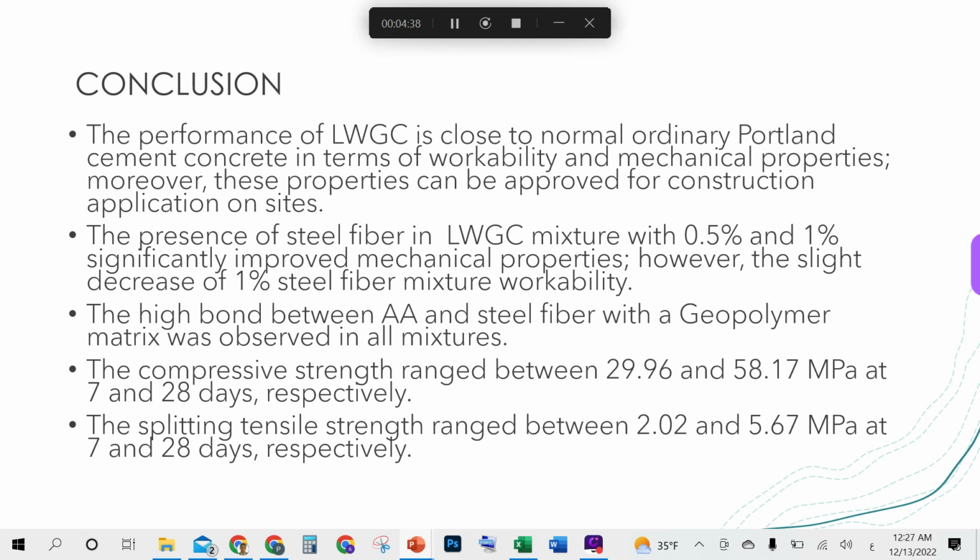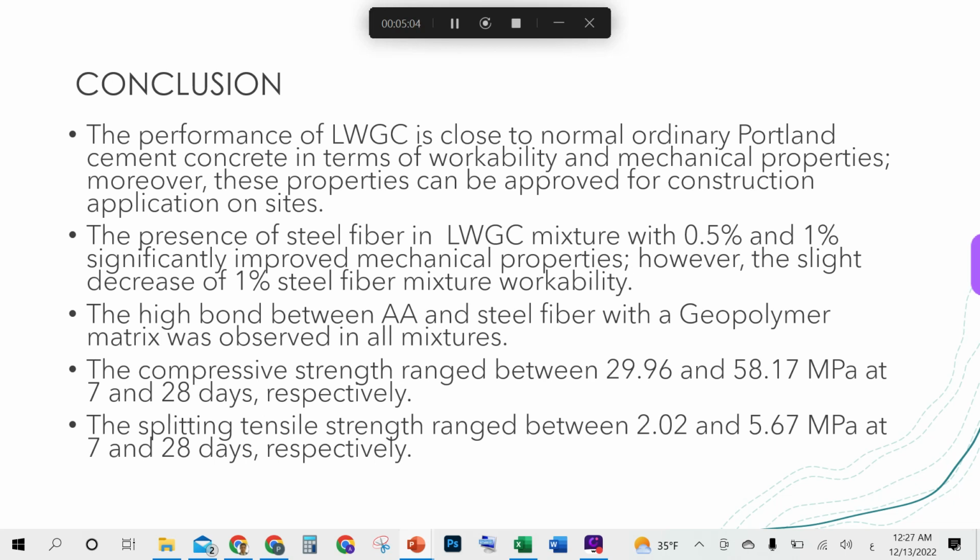The second, the presence of steel fiber in the lightweight geopolymer concrete mixture at 0.5% and 1% significantly improved mechanical properties. However, the 1% steel fiber mixture slightly decreased workability. The third, a high bond between the artificial aggregate and steel fiber with the geopolymer mixture was observed in all mixtures.